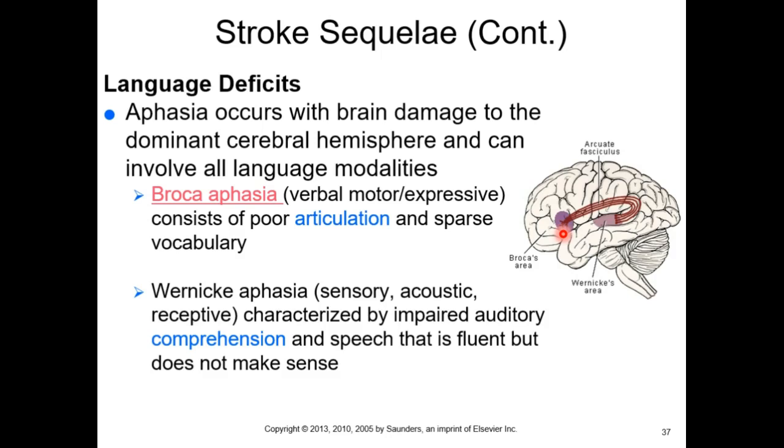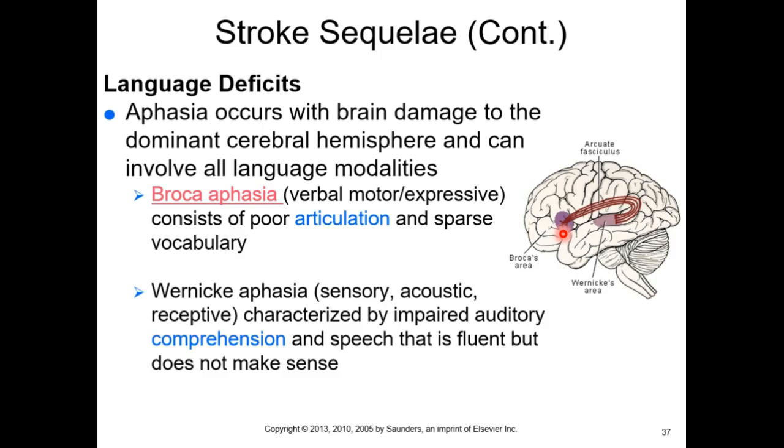So Wernicke's and Broca's, left or right hemisphere? Left hemisphere only. So if you have a left middle cerebral artery infarct, it is very likely that your stroke sequela will include language deficits. What did Wernicke's do? The understanding of language, absolutely. Language comprehension. What did Broca's do? Production of speech, excellent. I'm glad you guys came up with that right away.